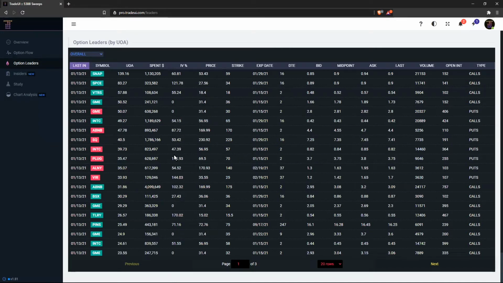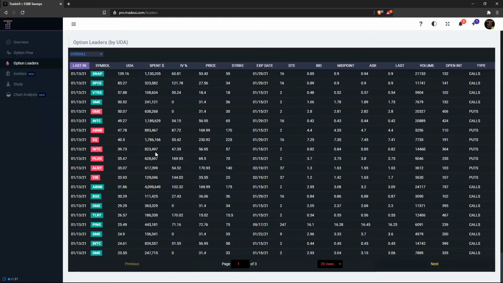This is the unusual option activity. So it's calculated by volume over open interest. These are the leaders. Hold on. So UOI is volume over open interest. Snapchat, if you could see the Snapchat, yeah. Volume, you said volume over what? Open interest.